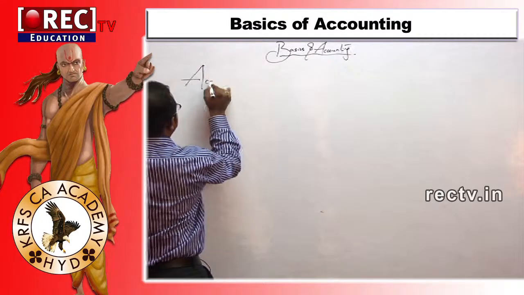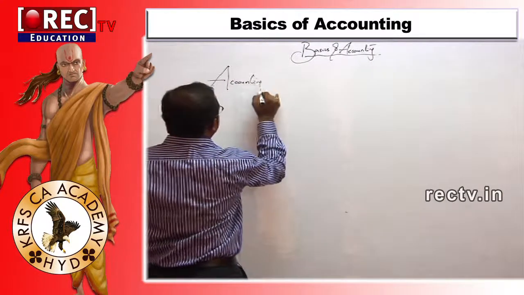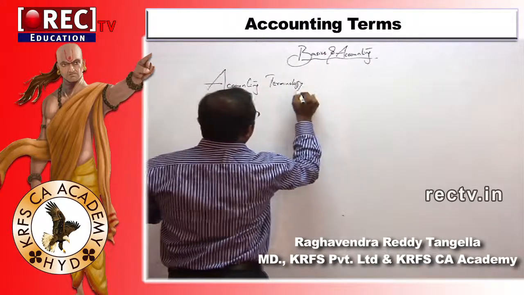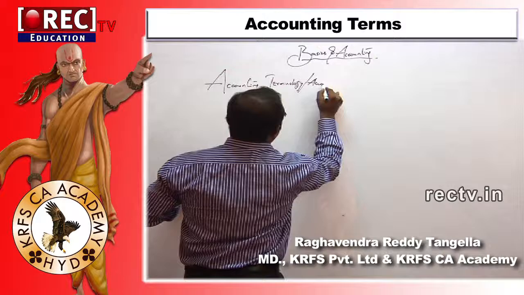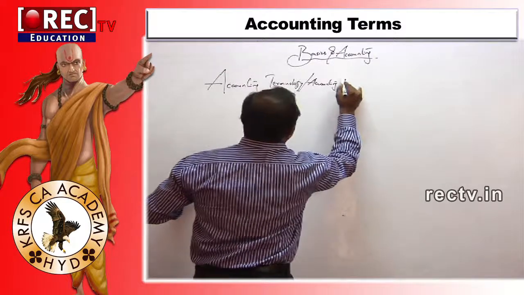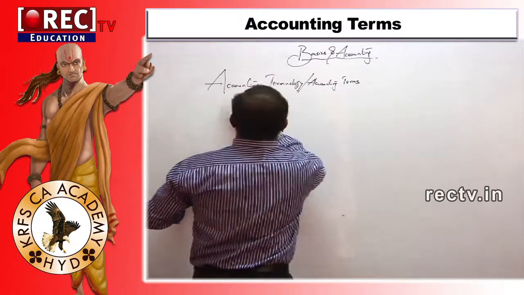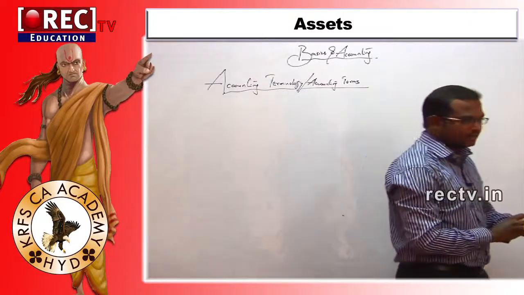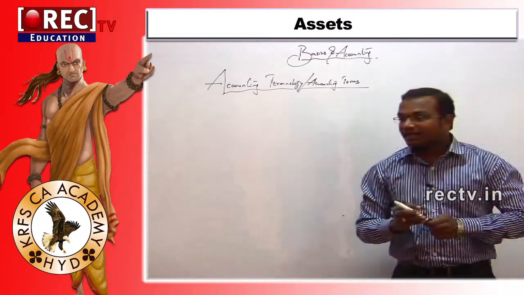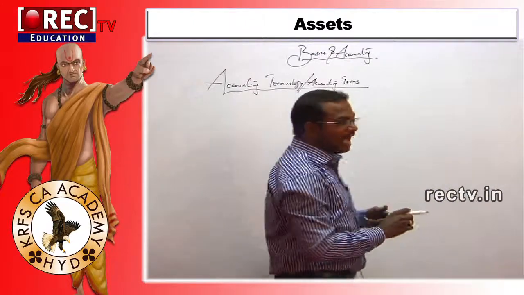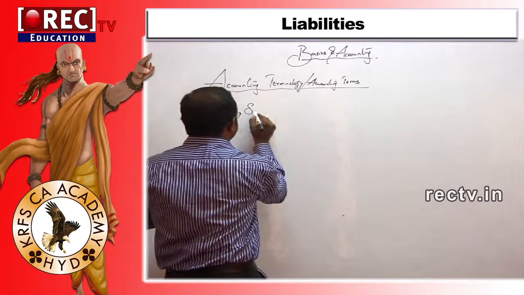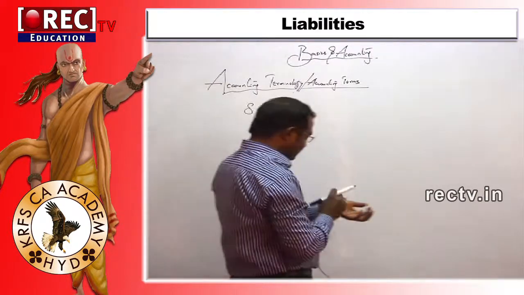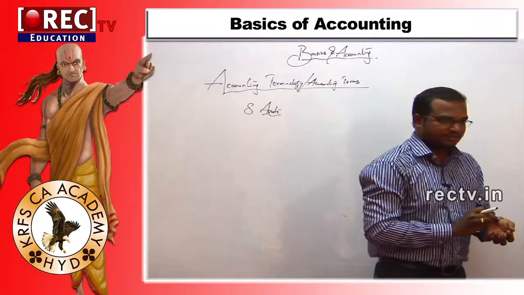We are going to other terms in accounting terminology. Till yesterday we have seen seven terms, and that got over. Till drawings we have been completed. Now we are going for the eighth term, that is assets. We are going to discuss assets. I think everyone is aware of this.